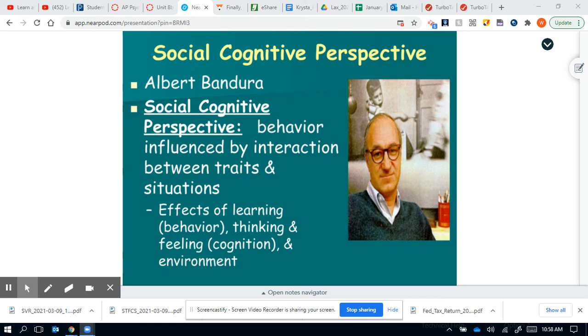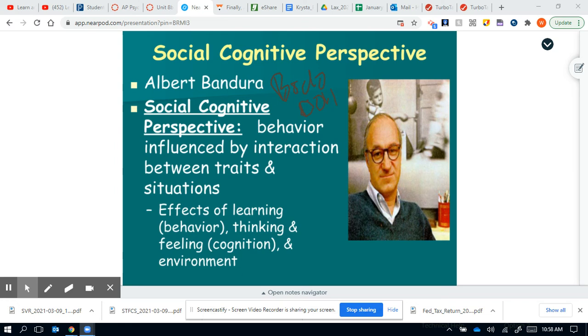Social cognitive perspective is fathered by Albert Bandura. Anybody remember where we have heard of Bandura before? Yep, the Bobo doll. All right, Bobo doll experiment. Not Bodo, Bobo. Okay, looking at observational learning. Observational learning and modeling fall into the social cognitive perspective.